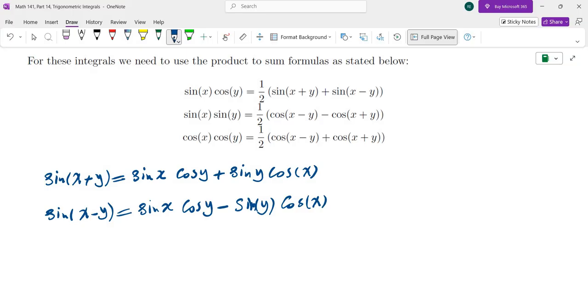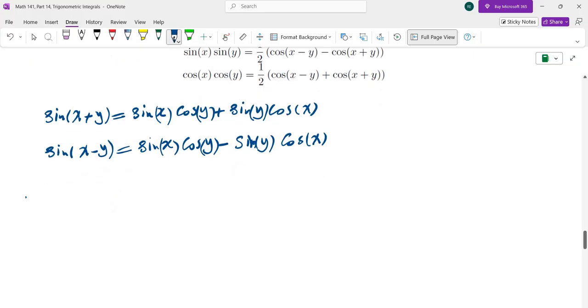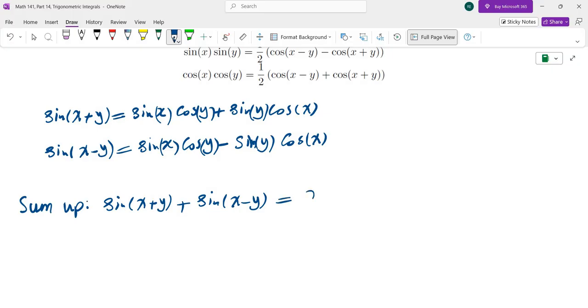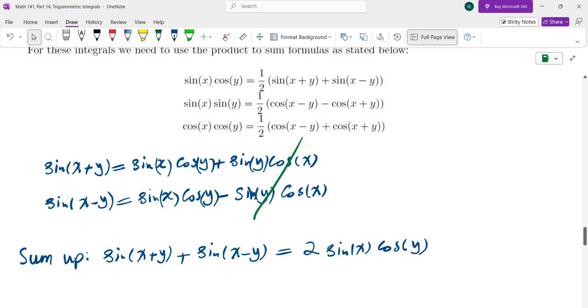And this one is cosine of x. Now, if you just sum up the two, you get sine of x plus y plus sine of x minus y is equal to twice... These two cancel. We get twice sine of x cosine of y. So that gives us the first formula here.